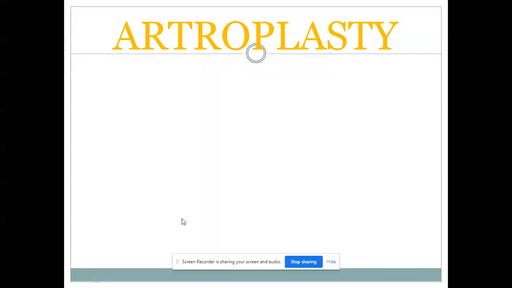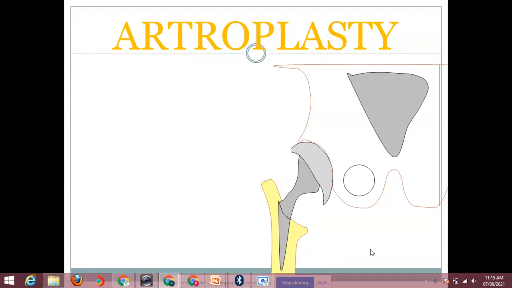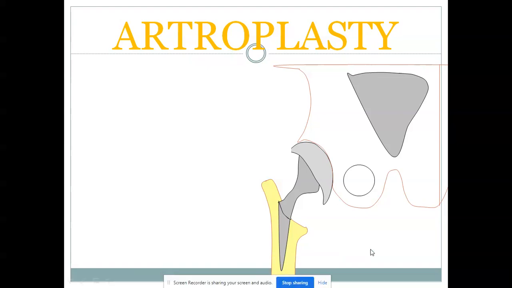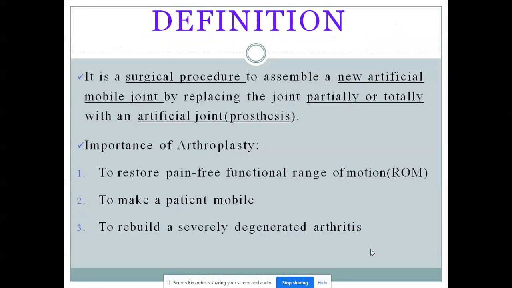Good morning, everyone. Let's start with today's topic, that is arthroplasty. This is the best example. THR is one of the types of arthroplasty. Contents will be definition, principles of arthroplasty, and arthroplasties of the lower limb: hip joint, knee joint, and ankle joint; and of the upper limb: shoulder joint, elbow joint, wrist joint, and hand.